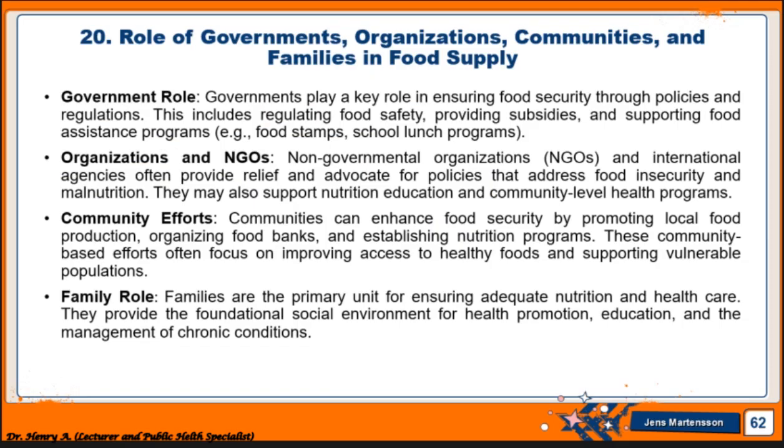However, we'll be talking about the government role, the organization and NGOs. We'll be talking about the community efforts, the family roles, before we round up this course. In terms of the government, governments play a key role in ensuring food security through policies and regulations. Now, this includes regulating food safety, providing subsidies, and supporting food assistance programs. Example, food stamps, school lunch programs.